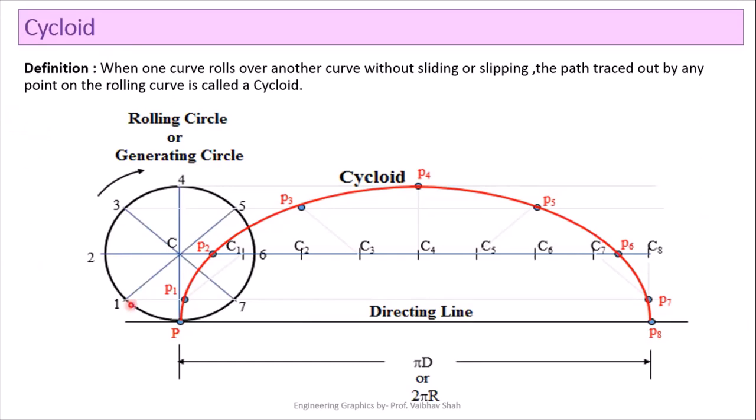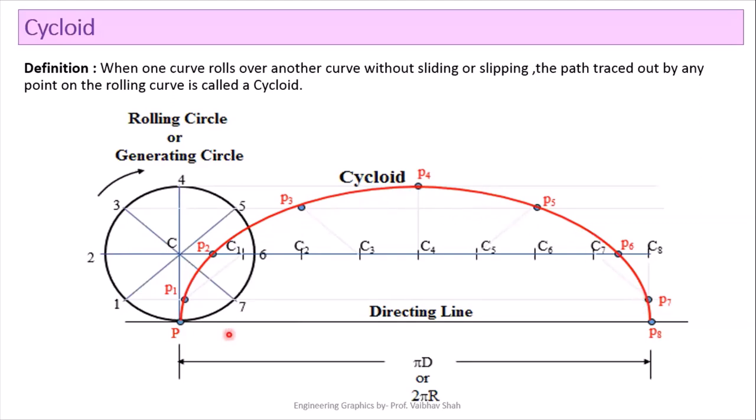So let us understand, this is one of the wheels of the cycle, and this is its valve from which we are filling up the air. Whenever your wheel rotates over a straight path or rolling surface, if you try to trace the path of this valve tube, it will give one curve. This is a red curve, and this curve is nothing but your cycloid.